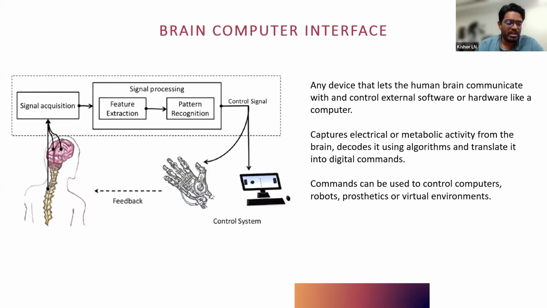The brain part in brain-computer interface doesn't necessarily mean that the signals have to come from the brain directly. It can be any signal that you can derive from the human body that you can use to control something. But for the sake of today's topic, we'll only focus on the brain part. So these commands that we derive from the brain can be used to control computers, robots, prosthetics, or you can control your virtual self inside a VR environment as well.